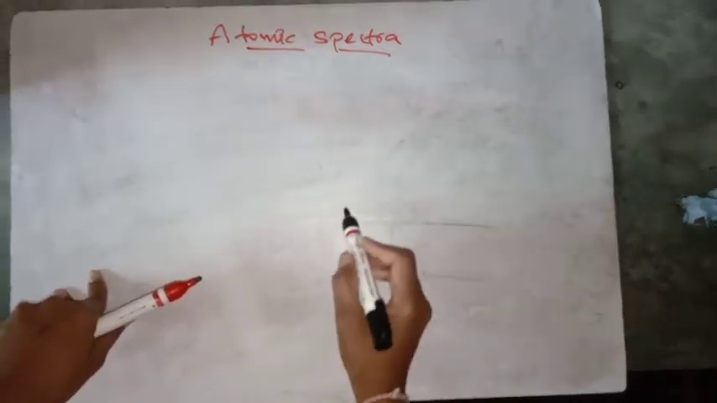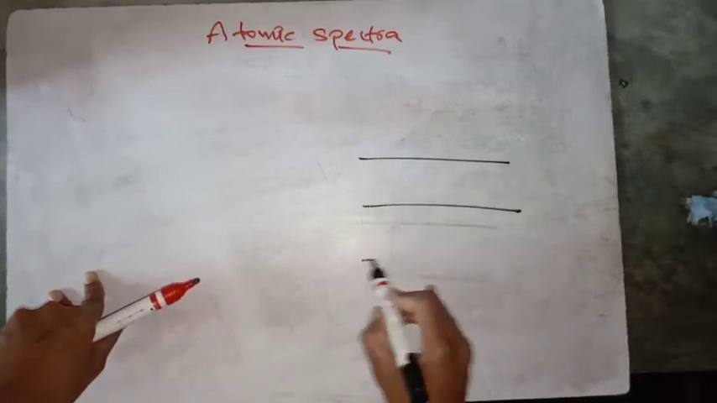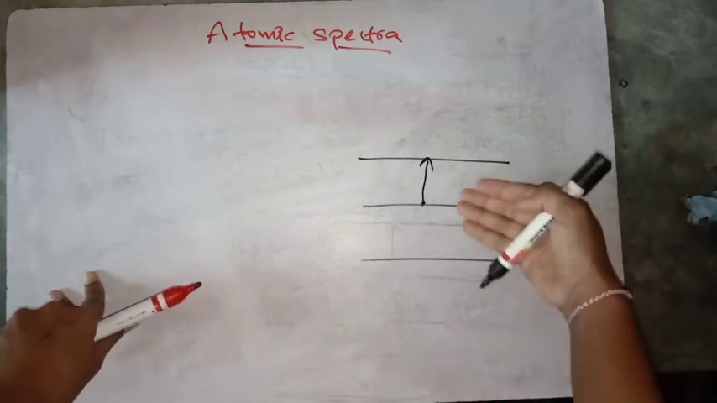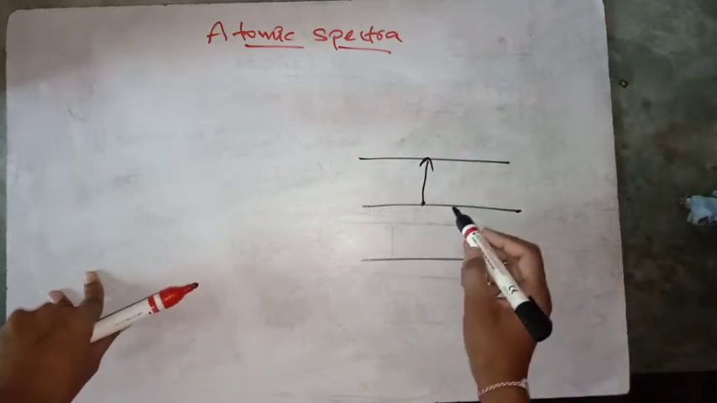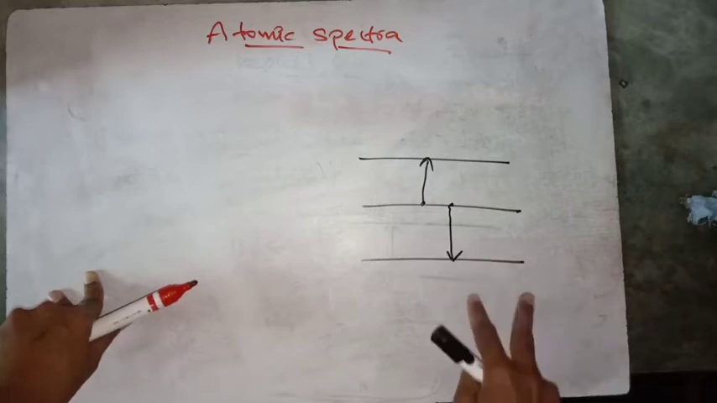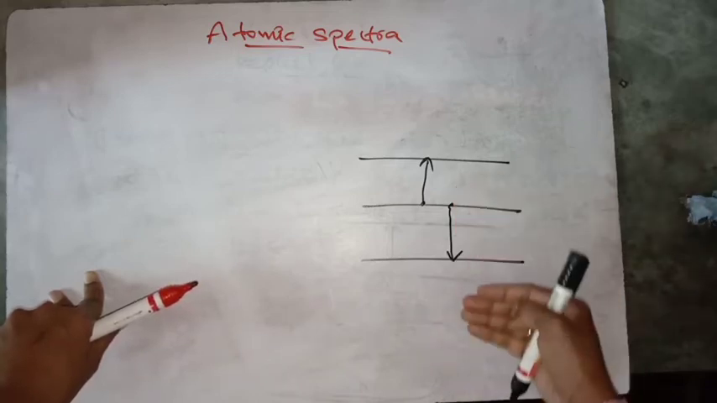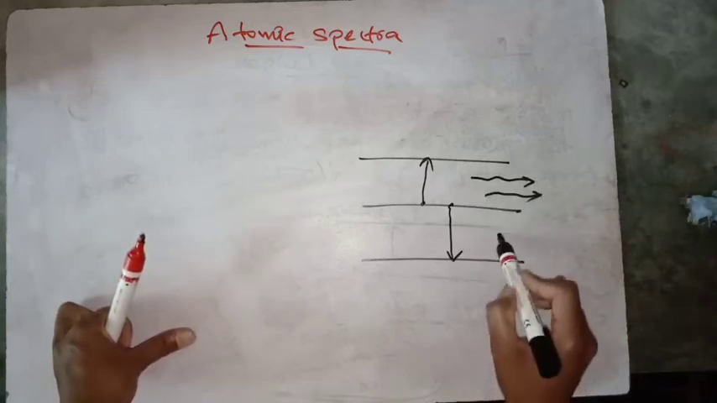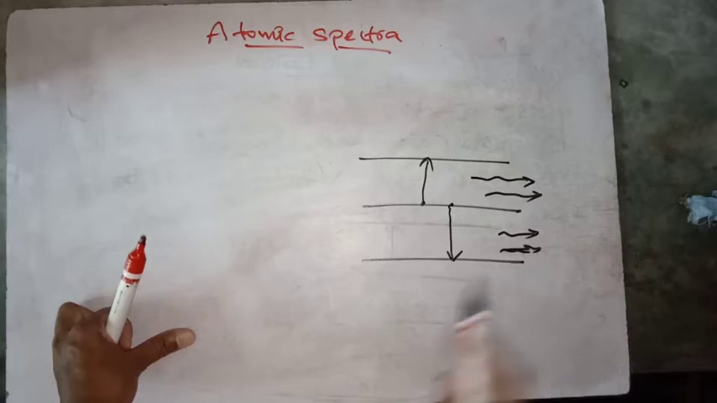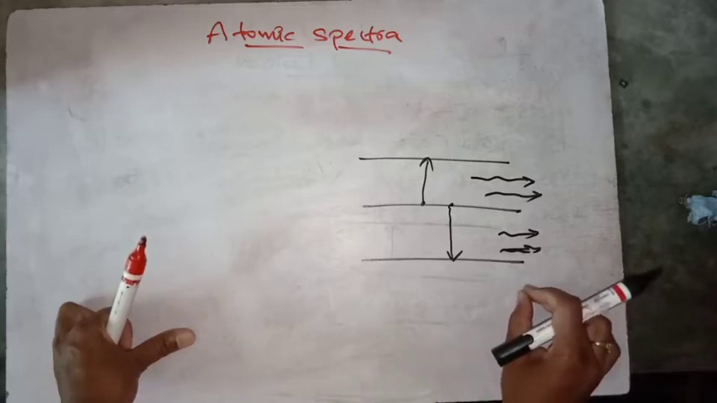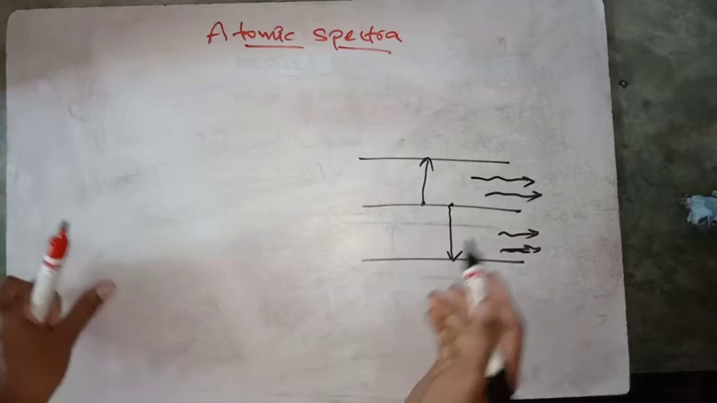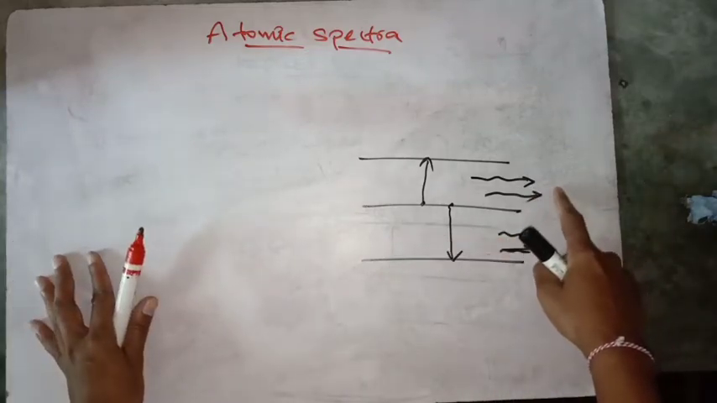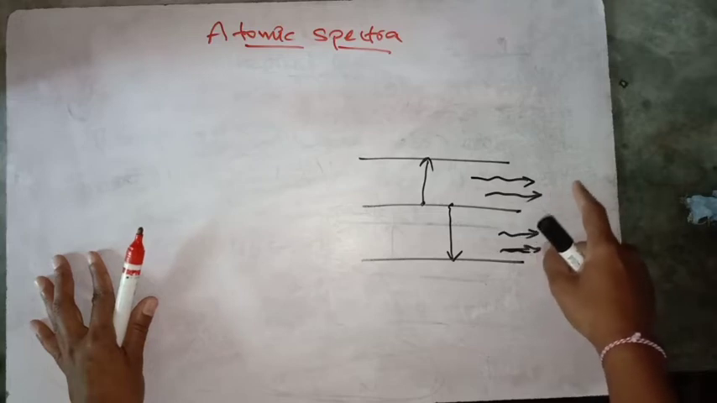Okay, what is spectra actually? When an electron moves to the excited state or higher energy level, or when an electron moves to the ground state or lower energy level, what happens? It emits energy. This energy will be equal to the energy of a photon. This emitted energy belongs to the wavelength of electromagnetic radiation.